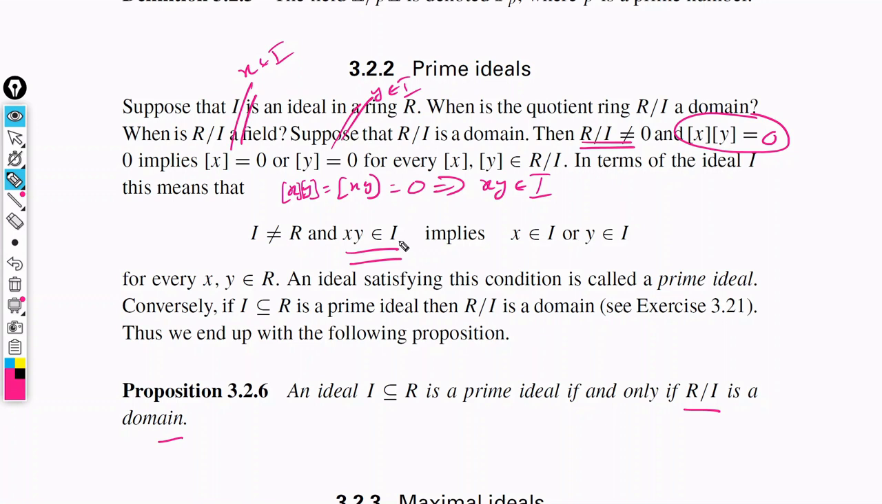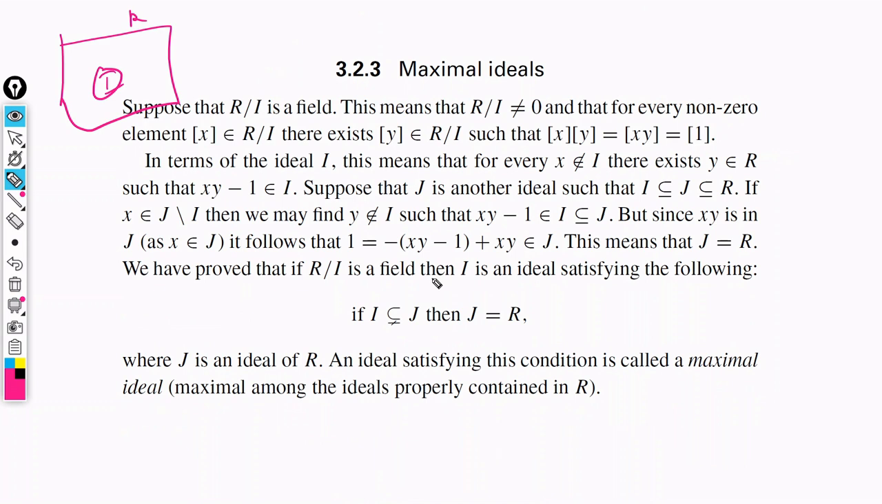xy belongs to I means what? xy belongs to I means the coset xy equal to 0. Okay, so coset xy equal to 0 means coset x times coset y equal to 0. So coset x times coset y equal to 0 implies what? x belongs to I or y belongs to I. x belongs to I means coset x equal to 0, or this means coset y equal to 0. So we can conclude that I is a prime ideal if and only if R/I is a domain.